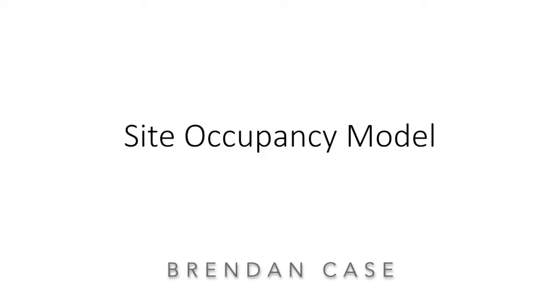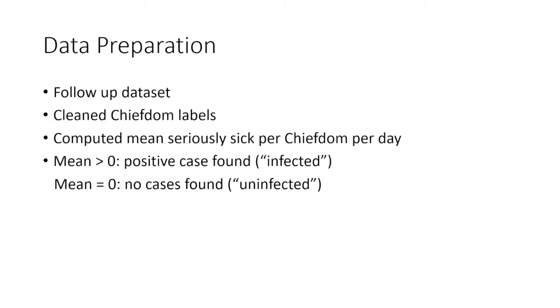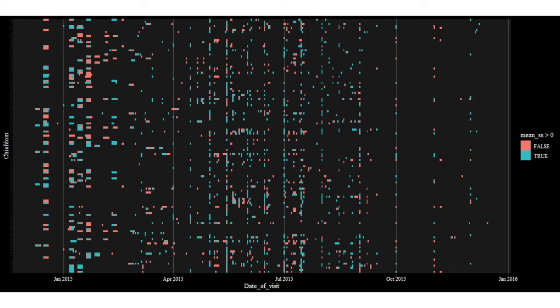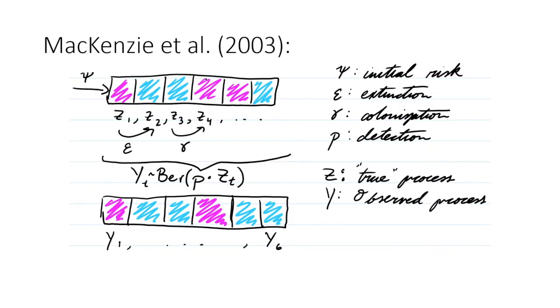Hey, this is Brendan. I'm going to be talking about a risk model I built with this data. So this uses the follow-up data set, and basically it's looking at the average number of seriously sick people per day, and reduces this to a binary: either positive cases were found on that day or no cases were found on that day. So this results in the following matrix, where each chiefdom across the rows is turning on and off whether or not there were infections detected during that sampling event.